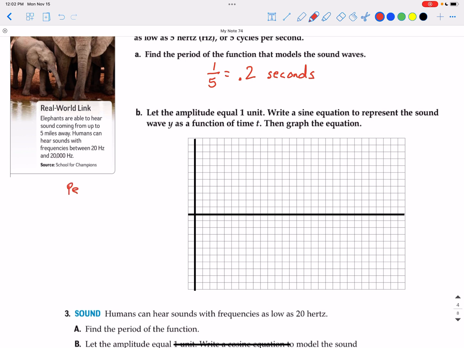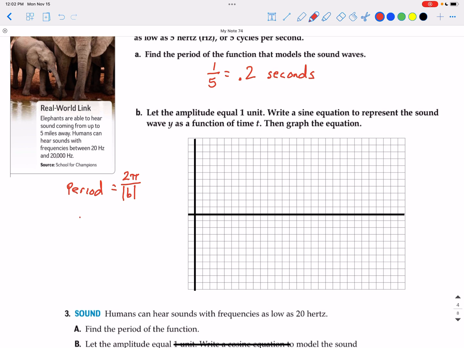Remember, the period formula is 360 divided by b. But if I want to change this in terms of pi, 360 degrees is 2 pi. So the period is 2 pi divided by the absolute value of b. Normally we take the 2 pi or the 360 and divide it by b to find the period. But in this case, we know the period. In part A, we said the period is 0.2 seconds.